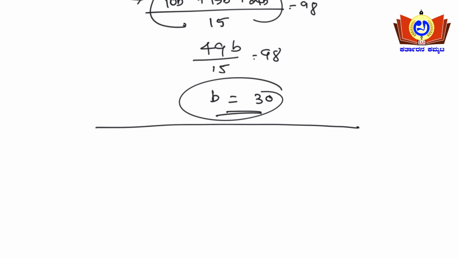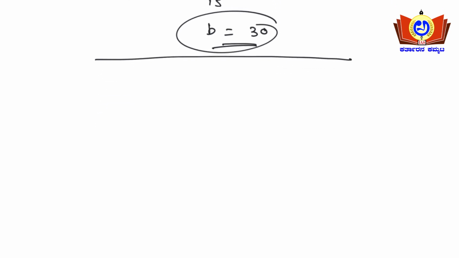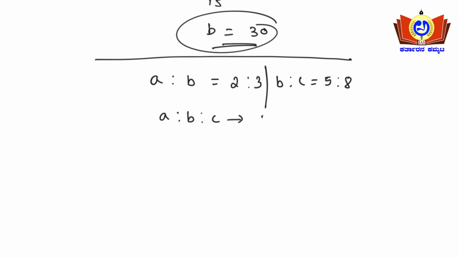And also the shortcut method I discussed with you, right? In ratio and proportion, you can come to the answer in two steps. So that I'll also be discussing here. See, a is to b they have given as 2 is to 3, and b is to c they have given 5 is to 8. So we need to find a is to b is to c. How will we find it? a is to b is 2 is to 3, and b is to c is 5 is to 8.